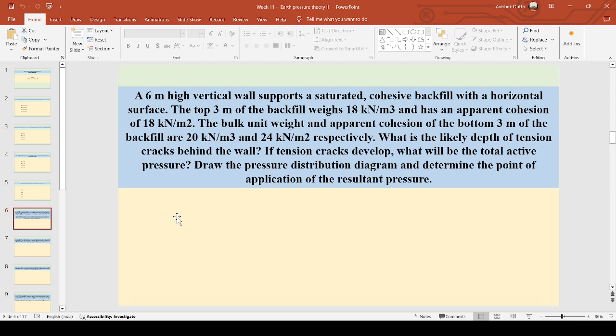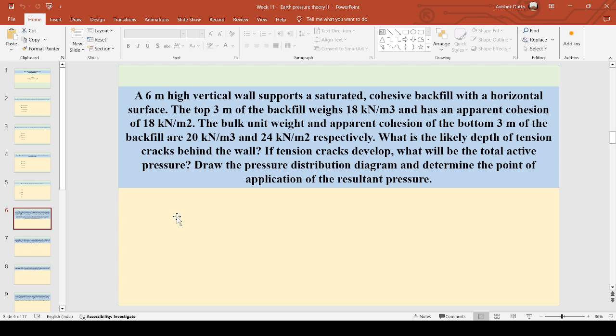A 6-meter high vertical wall supports a saturated cohesive backfill with a horizontal surface. The top 3 meter of the backfill weighs 18 kilonewton per meter cube and has an apparent cohesion of 18 kilonewton per meter square. The bulk unit weight and apparent cohesion of the bottom 3 meter of the backfill are 20 kilonewton per meter cube and 24 kilonewton per meter square respectively.